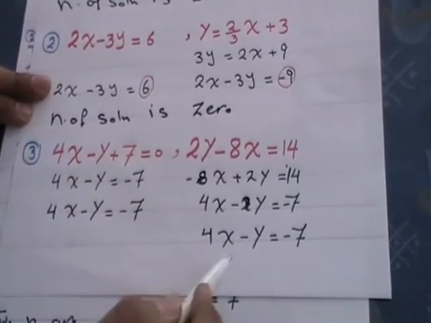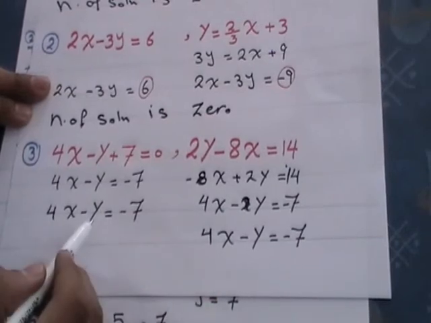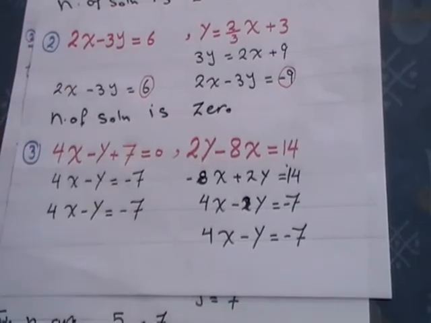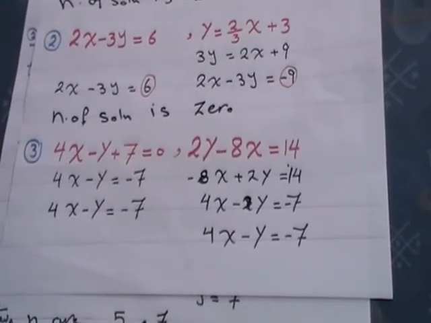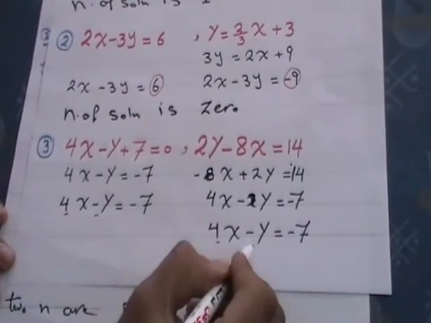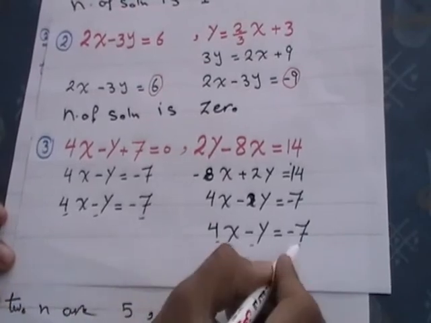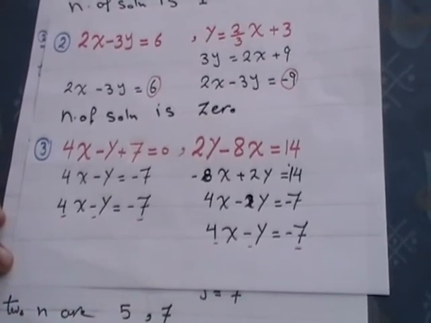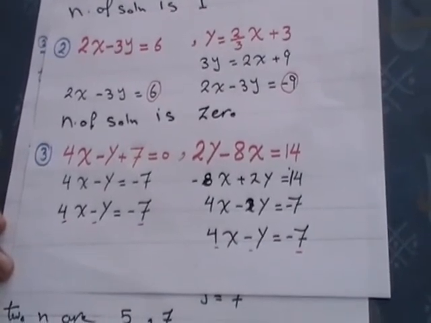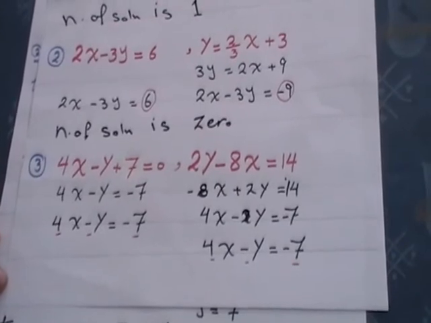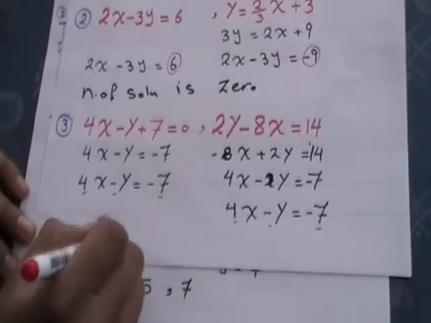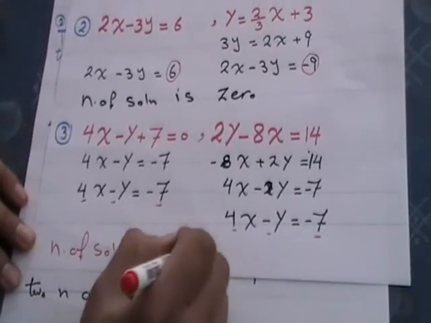I have the two equations the same: 4x minus y equals negative 7 and 4x minus y equals negative 7. If you compare the coefficients of x, the coefficients of y, and the absolute terms, you will find that I have 4 and 4, negative 1 and negative 1, and negative 7 and negative 7. So the two equations are represented by the same straight line. So we can say that the two straight lines are coincident, and the number of solutions is infinite.